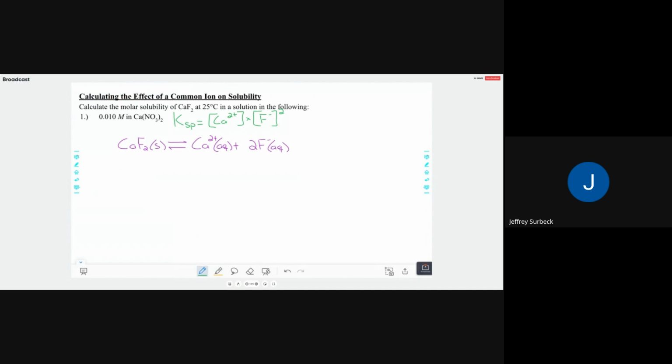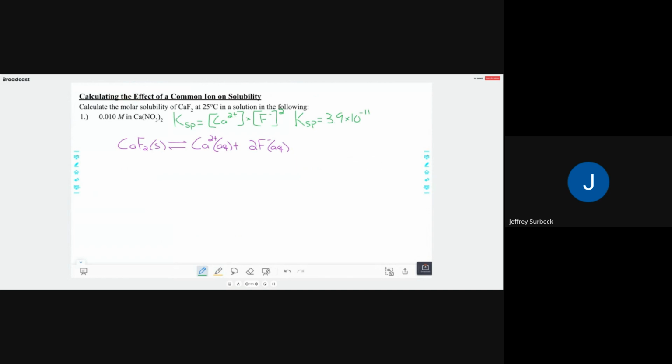The other bit of information is this. Remember, our big charts say what our particular Ksp is. These are known values at 25 degrees Celsius, and the Ksp of our calcium fluoride is 3.9 times 10 to the negative 11. So the actual known value of Ksp, found in our chart here, is 3.9 times 10 to the negative 11. And remember, K has no unit. So there's all the basic information.